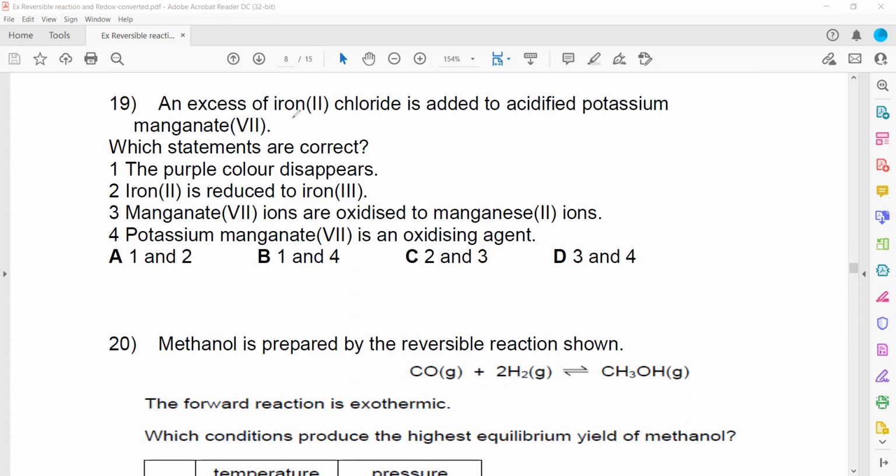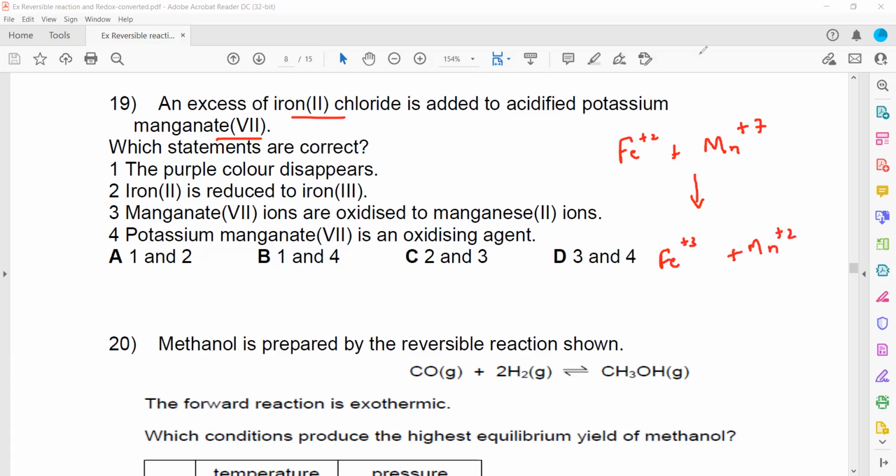In the question, an excess of iron 2 chloride is added to manganate. So iron 2 chloride is there, Fe2+, added to manganate, in which Mn is plus 7. So when this reaction occurs, iron will turn into iron 3 and Mn plus 7 will change to Mn2+.